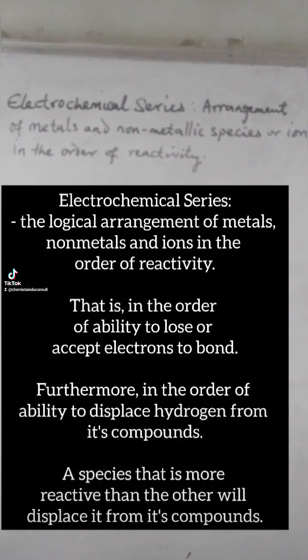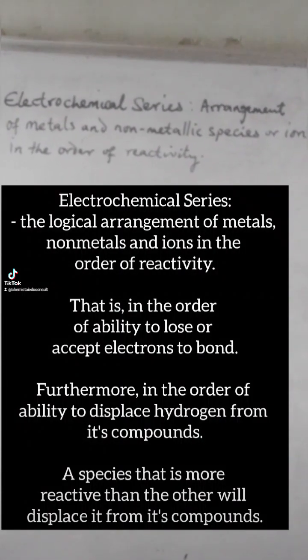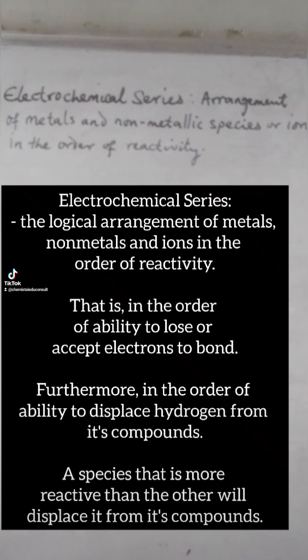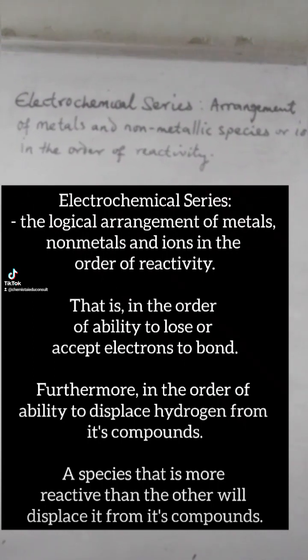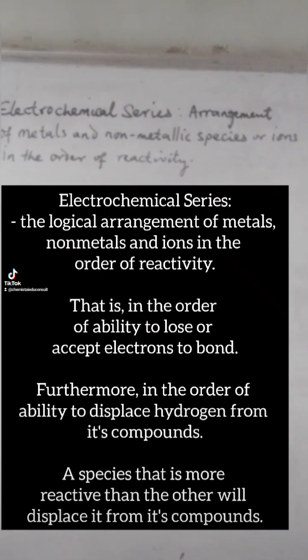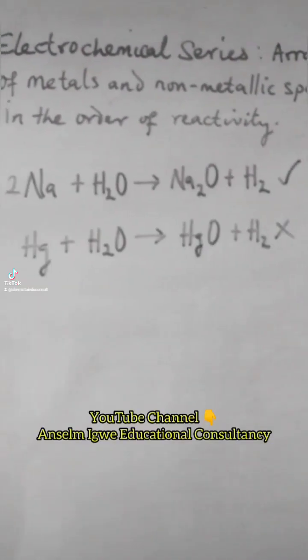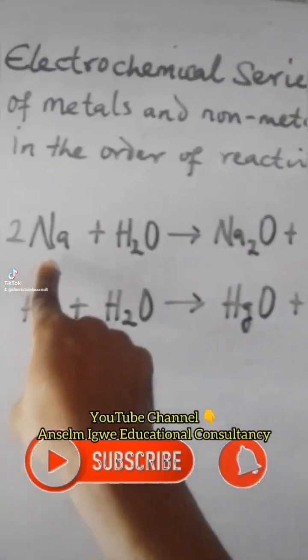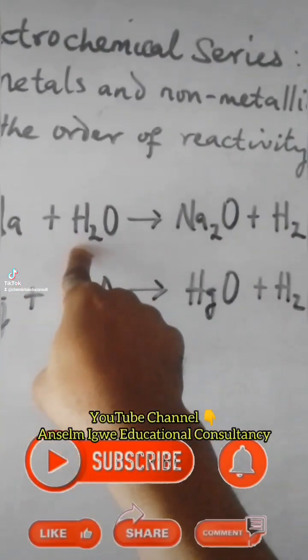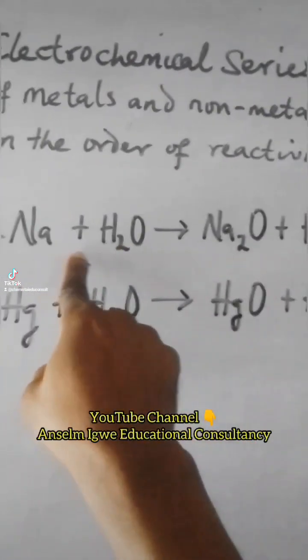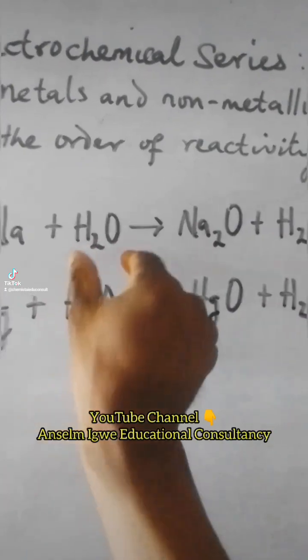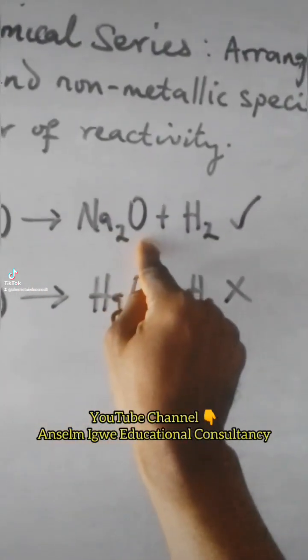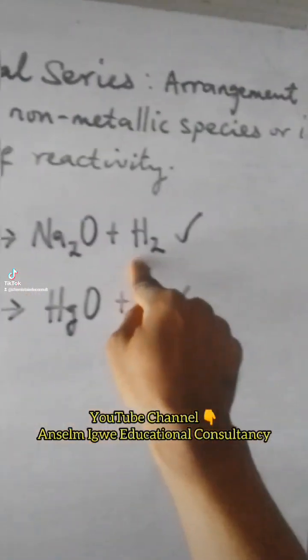One importance of the electrochemical series is that it is used to predict if a displacement reaction is possible or not. For instance, look at the two reactions. The first reaction is possible because sodium is more reactive than hydrogen. So, sodium can displace hydrogen from its compound to form sodium oxide, and hydrogen goes as hydrogen gas.